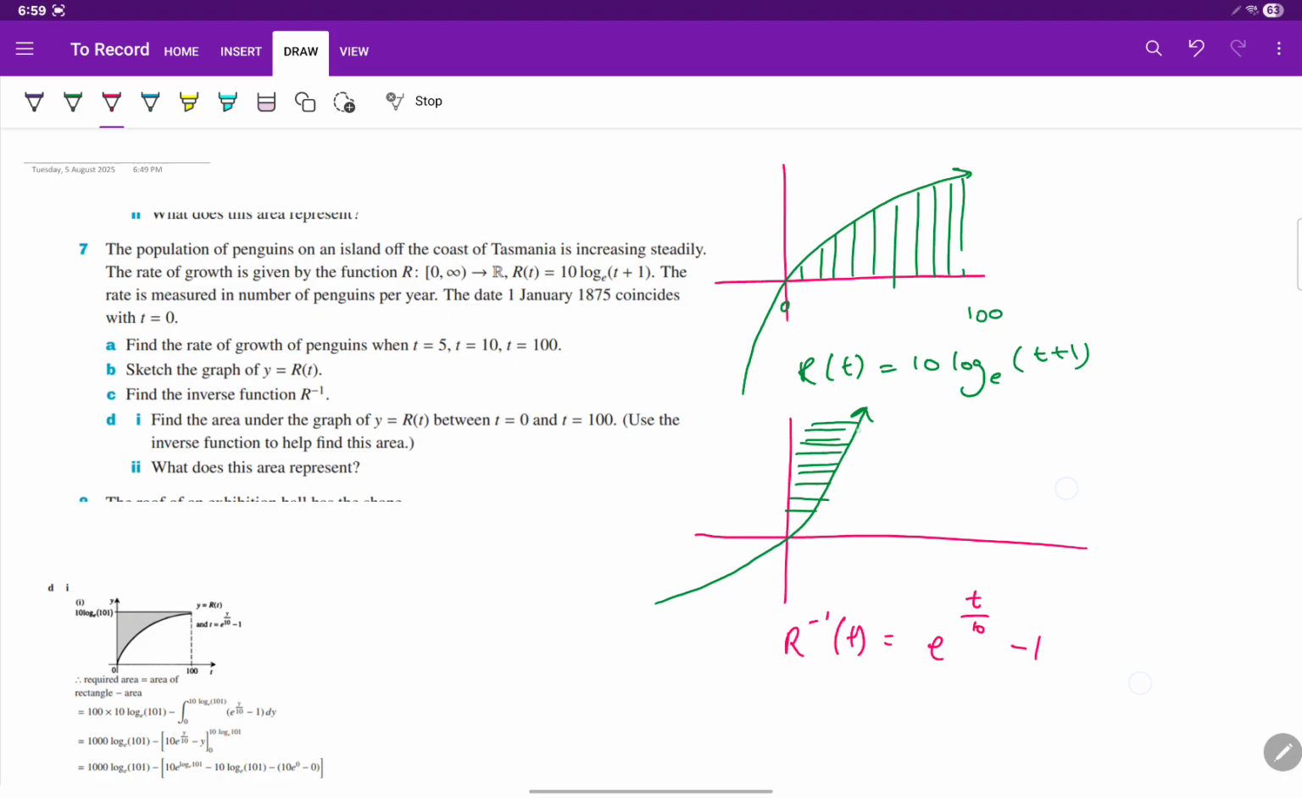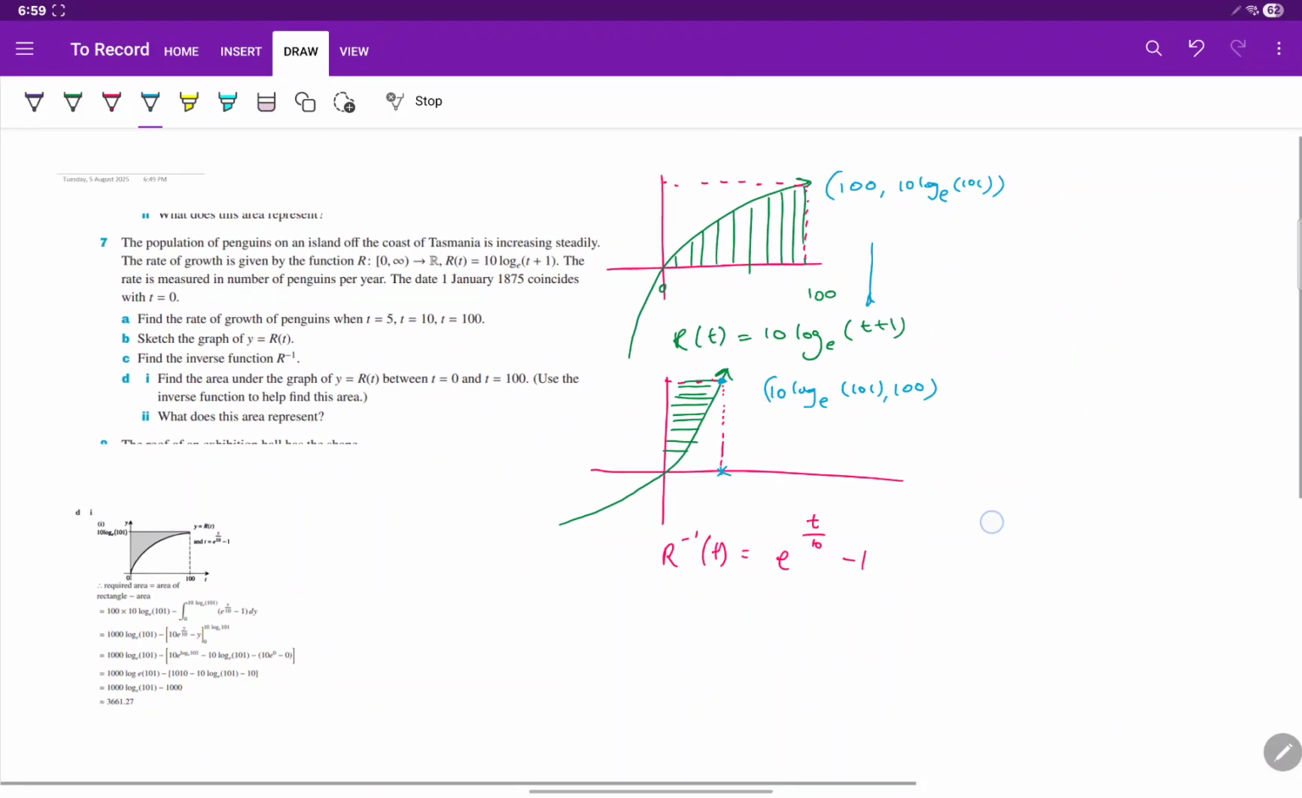We can then associate these values here with the same values that we've got here, except just obviously flipped around because it's the inverse. If this is 100, if we plug in 100 into here, we get 10 log e 101. So therefore, if we reflect it and find the inverse, this point here is going to be 10 log e 101, comma 100. All right, so that's our first step, that it's going to be now a change of bounds.